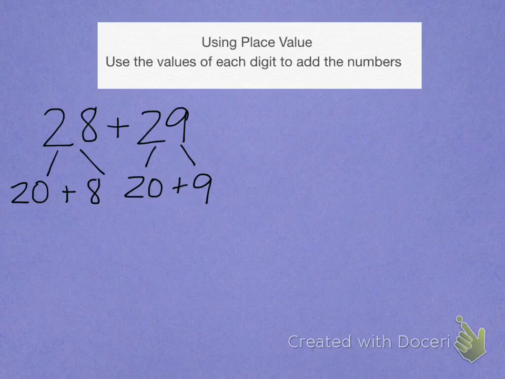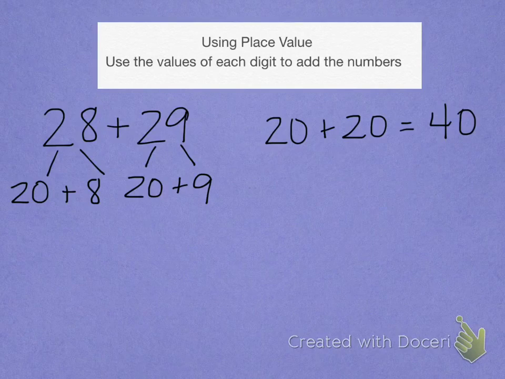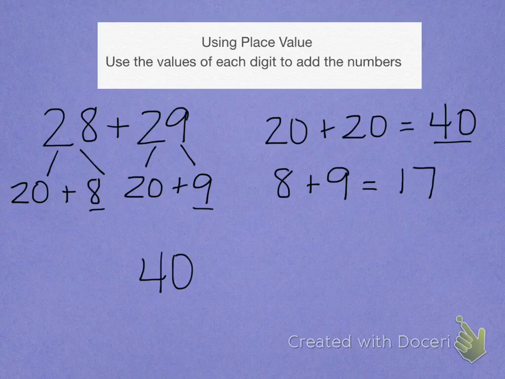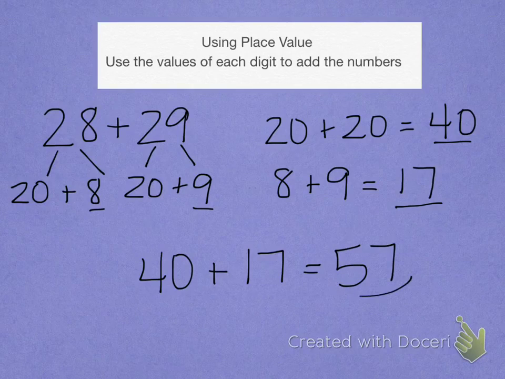From this point, you would add the tens together. In this case, we have two tens, or 20, plus two more tens, to equal 4 tens, or 40. Then you would add the 8 and the 9 together to equal 17. Finally, add the 40 and the 17 to get your final sum of 57.